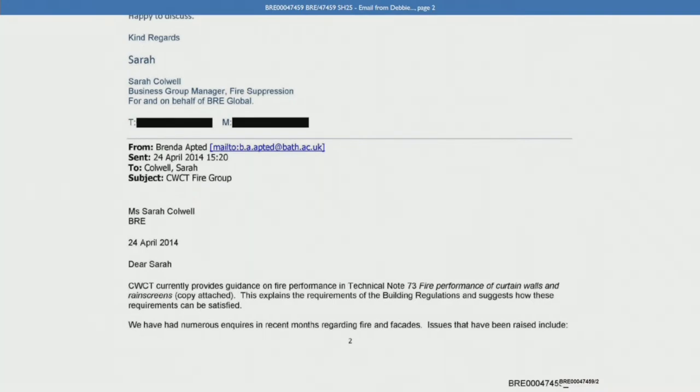I'm just pausing there. The inquiry has had some evidence about Technical Note 73, which was the CWCT's guidance, published in March 2011. In April 2014, were you familiar with that guidance? No, I don't believe I was. Right. Do you know whether anybody at the BRE, and I'm going to exclude you because of your last answer, had any input into any aspect of that guidance when it was crafted? I don't know. As at spring 2014, were you familiar with it? Not that I'm aware of, no.